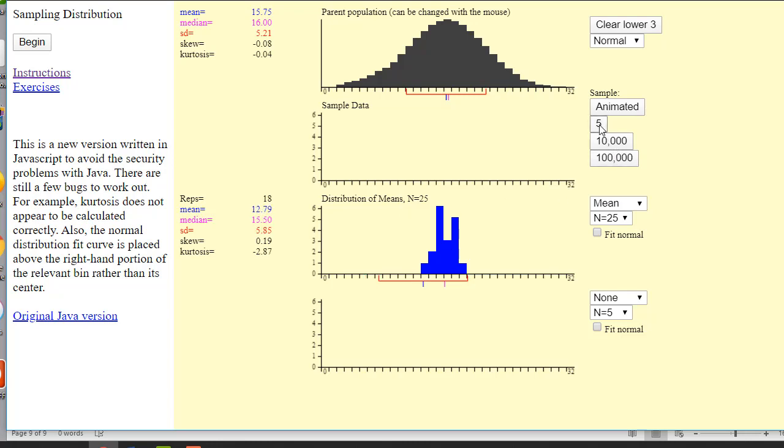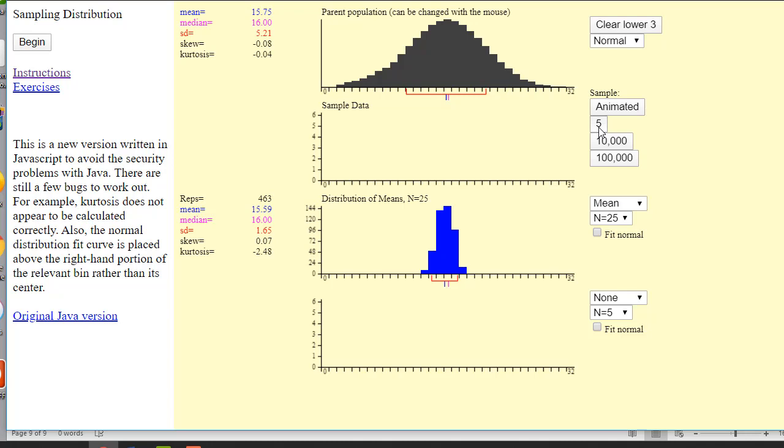Now let's suppose I continue doing that. So I'm doing groups of 5 samples each time. And as we continue doing 5 samples, what we're going to notice is our distribution of the sample means is becoming approximately symmetric, approximately normal.